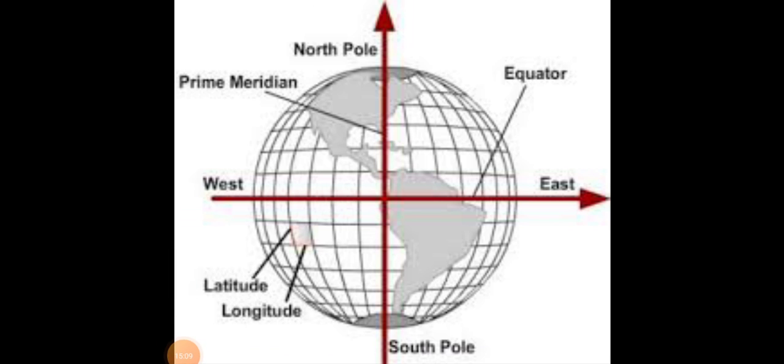By seeing this image you will be understanding very clearly, is it? Have you understood what is prime meridian, what is equator, what is north pole, south pole? Have you all understood? Look at this image. Yes, west to east, a 0 degree line, that is known as equator. North pole to south pole, the imaginary line, that is known as prime meridian.